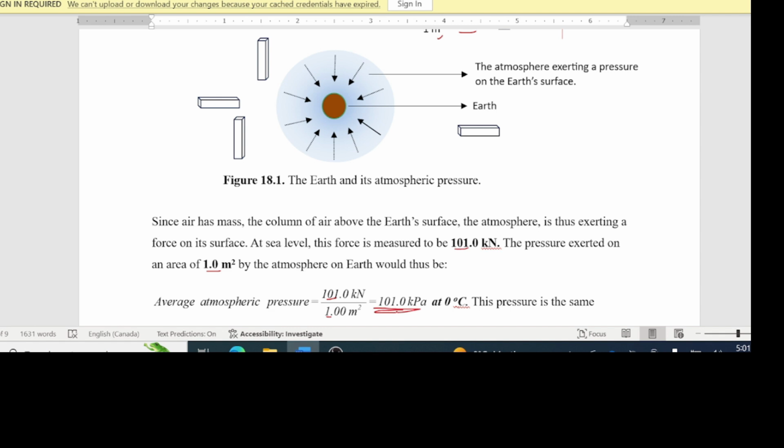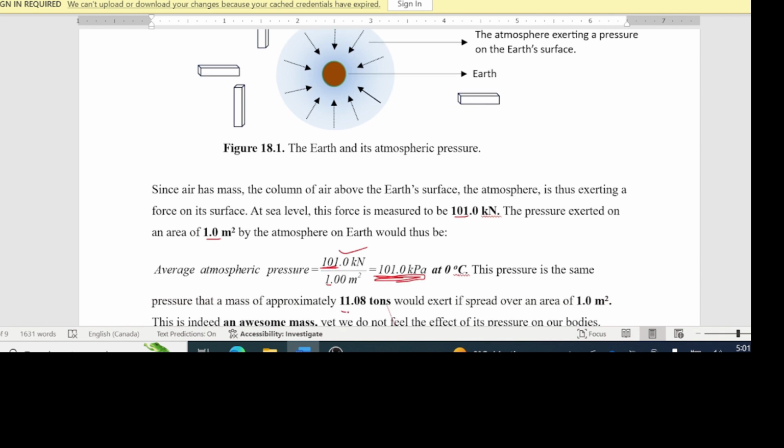How does this translate into some type of mass that the layman can appreciate? What mass will create this force? This is what it is. Look, 11.08 tons. So if you have a mass of 11.08 tons and you allow that mass to be pressing on the Earth on an area 1 meter square, this is equivalent to the atmospheric pressure. Can you imagine that? So let me show you this figure here.